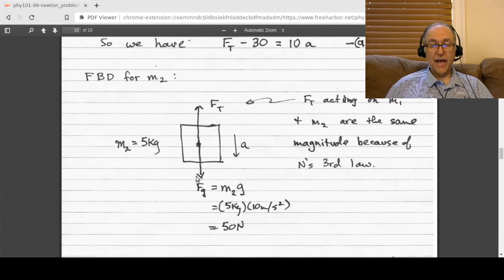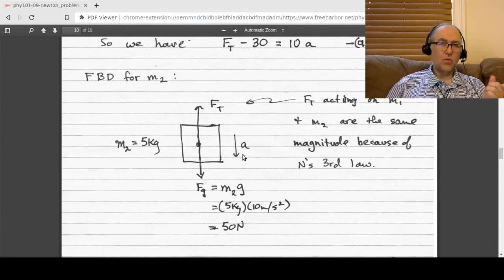Well, there's a force of gravity down, Fg. And don't just set that equal to what it was for M1, because this is a different M. So here, Fg, the weight, is going to be M2g. M2 is 5 kilograms multiplied by 10 meters per second squared, which gives a weight of 50 newtons. So our block has a weight of 50 newtons, all right? There's also Ft up like that, but you don't know it, okay? And the acceleration is down.